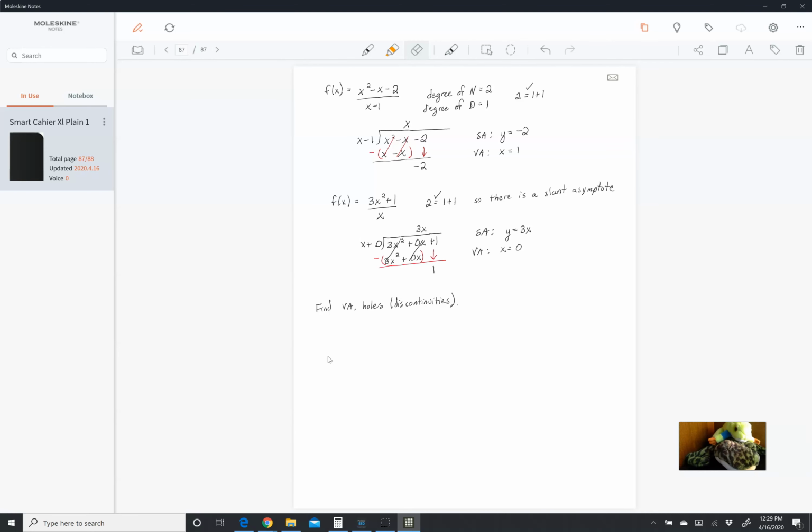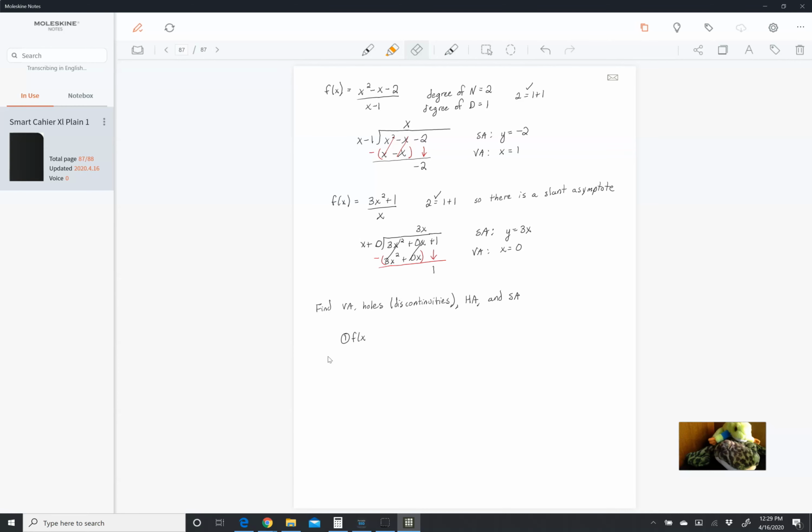Okay, so holes, which are discontinuities because the function doesn't continue through it. Horizontal asymptotes. And the slant asymptote. So let's just do a couple of examples of those.